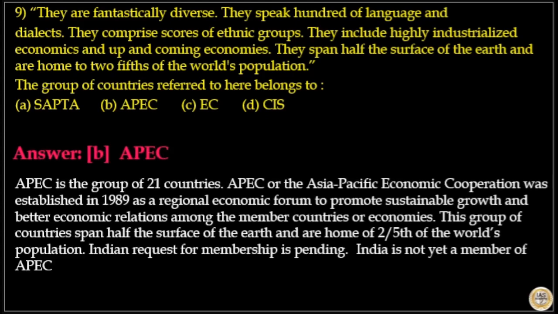Here the answer to this question is option B, APEC. APEC is the group of 21 countries. APEC, or Asia Pacific Economic Cooperation, was established in 1989 as a regional economic forum to promote sustainable growth and better economic relations among the member countries or economies. This group of countries spans half of the surface of the earth and is home to 2/5 of the world's population. India's request for membership is pending. India is not yet a member of APEC.